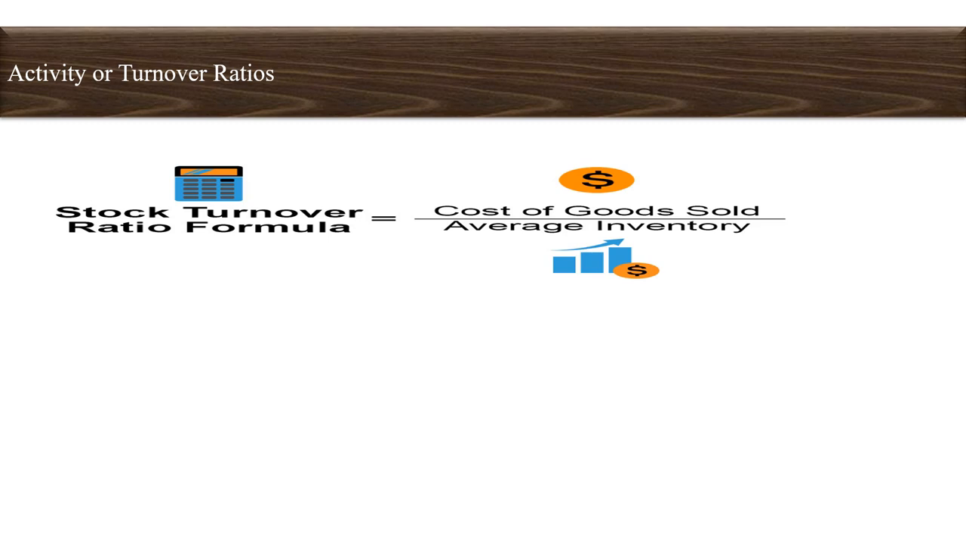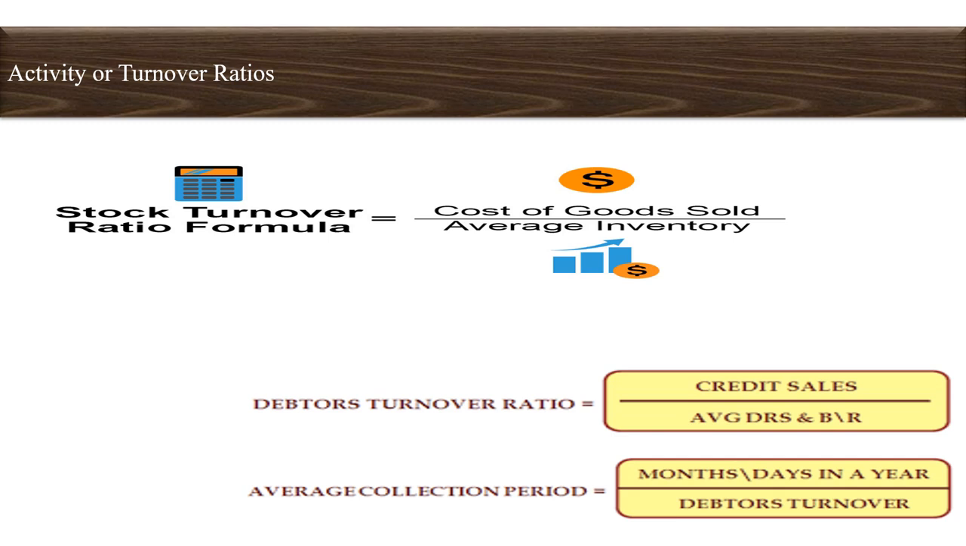Next, debtors turnover ratio. This ratio helps the company to know the collection and credit policies of the firm. It measures how efficiently the management is managing its accounts receivable. A high ratio represents better credit policy as compared to a low ratio. The formula is debtors turnover ratio is equal to credit sales divided by average debtors. The average debtor is equal to opening debtor plus closing debtor divided by 2.